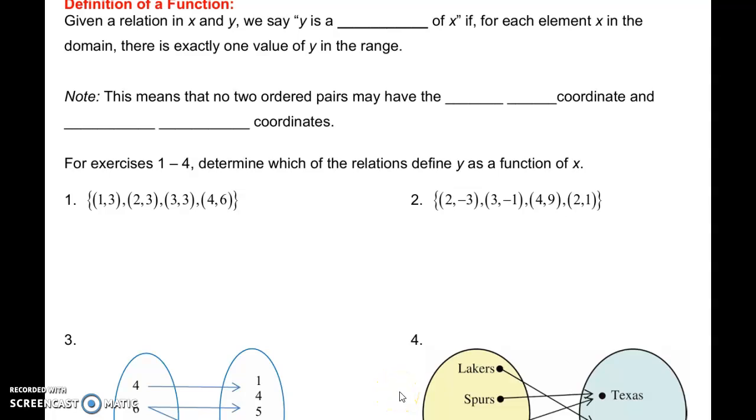So in this video, we're going to talk about what a function is. We're going to start with the definition of a function.